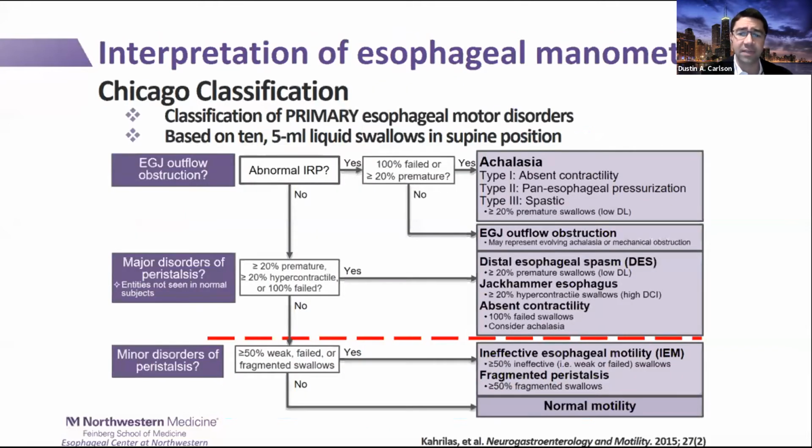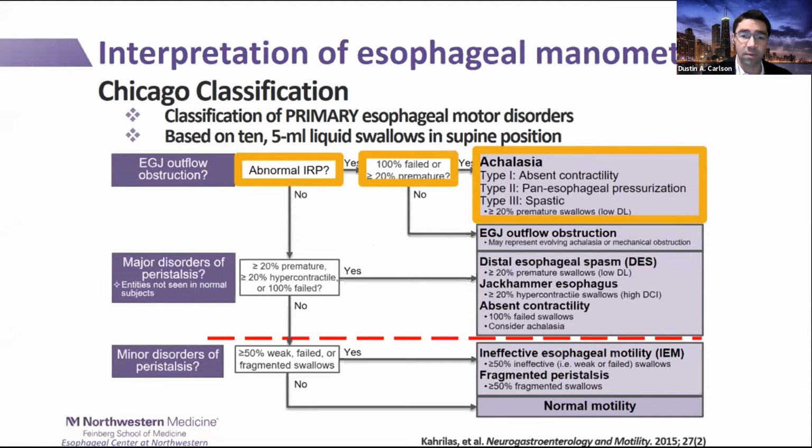Now the Chicago classification has provided a standard language and a schema for classification of esophageal motility patterns, and this has been broadly applied and utilized around the world. Included in the Chicago classification is one of the most notable advances afforded by high-resolution manometry, and that is depiction of achalasia, which is defined on high-resolution manometry by an elevated IRP and the absence of peristalsis. Further, this came with the recognition of the potential for subtyping achalasia based on the presence of pressurization or spasm, which is premature contractions.